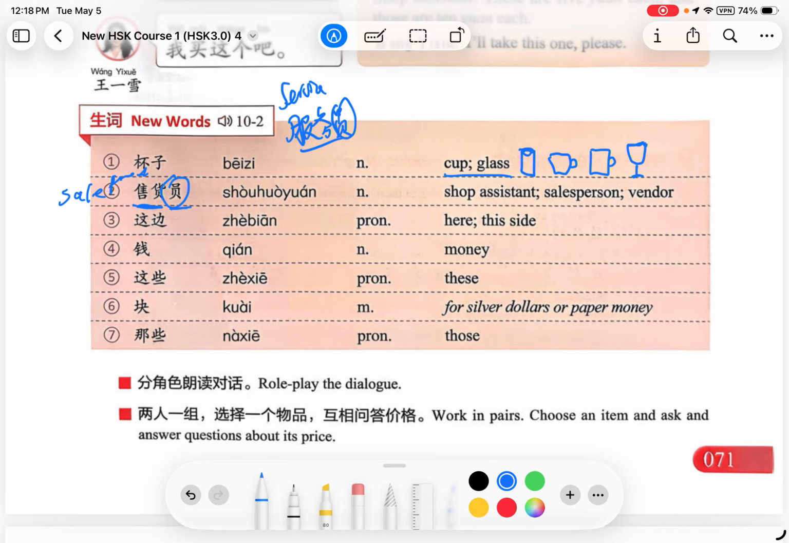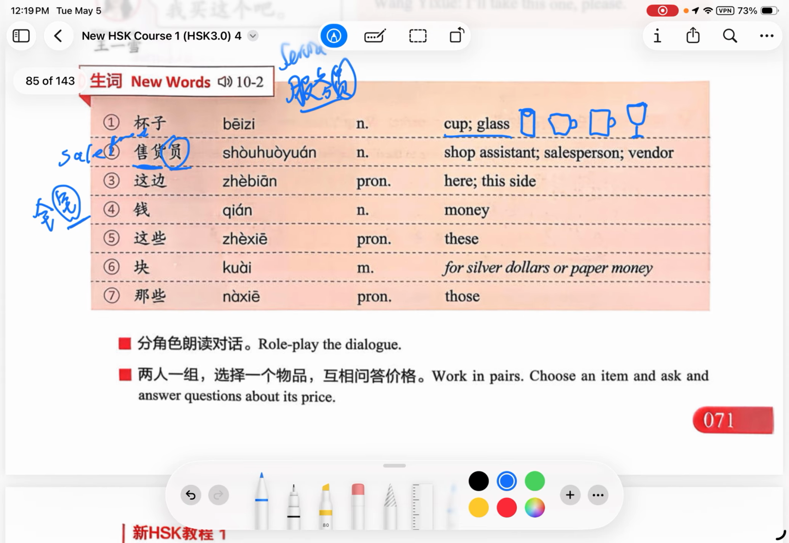这边 here 钱 money. This radical means this character, this 汉字 has something to do with metal, iron, gold, silver, copper are metal, so they both have this radical.